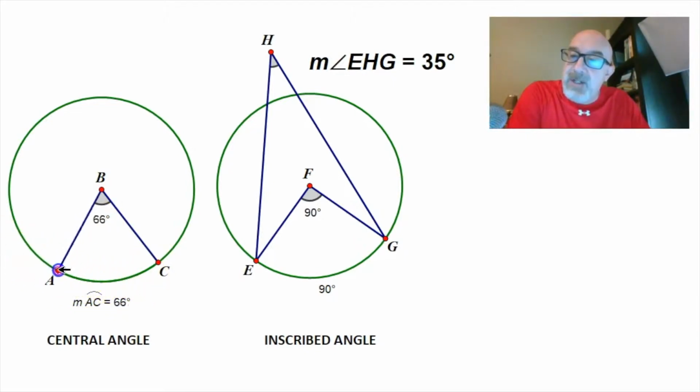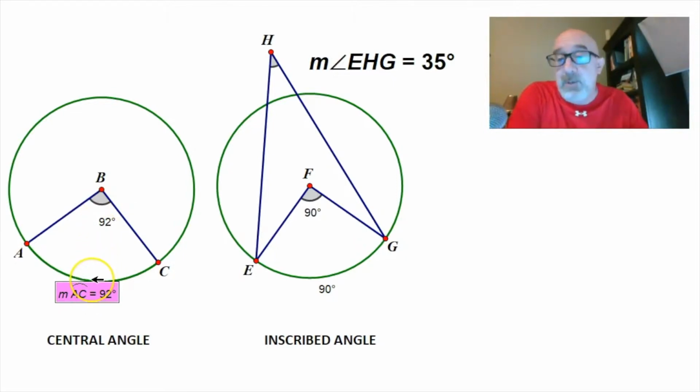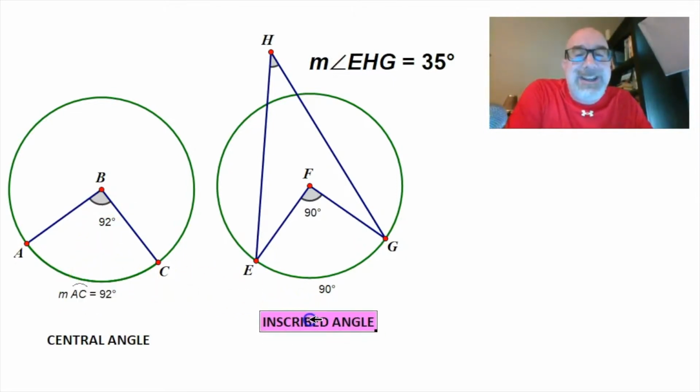So if I change this, you'll notice the central angle changes, but the arc that it subtends, that it sits on, is equal as well. That's the relationship you and I know previously to this, that the central angle is equal to the arc angle. Now the one we're learning today is called an inscribed angle.